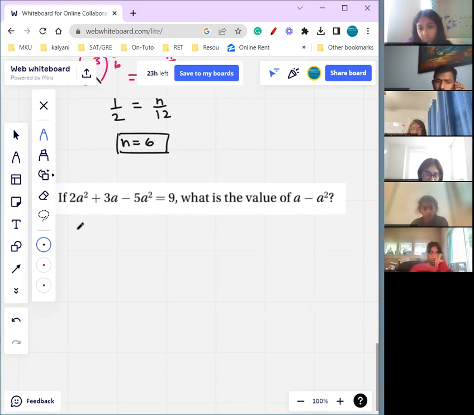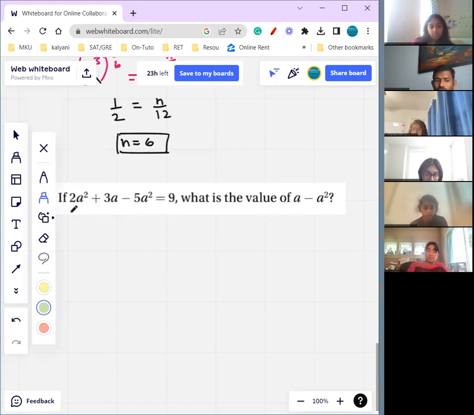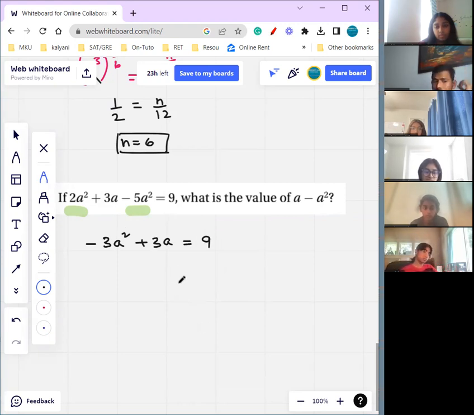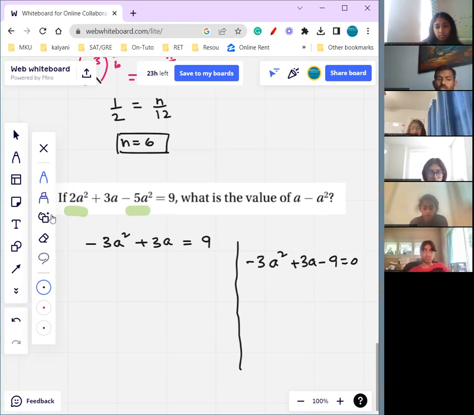If I look at this question, obviously I have like terms. I'm going to combine those like terms here, which is 2 minus 5, that is negative 3a squared, plus 3a, equals 9. Now, generally what we do, because this is what we used to do in school, is bring this 9 to one side and make a quadratic equation. You see this negative 3 and divide by negative 3, and it's going to get you a squared minus a plus 3 equals 0.